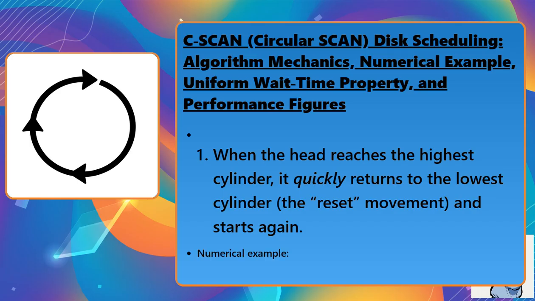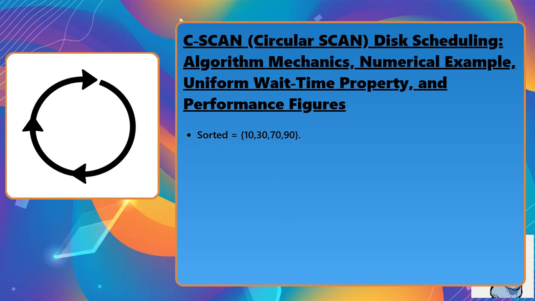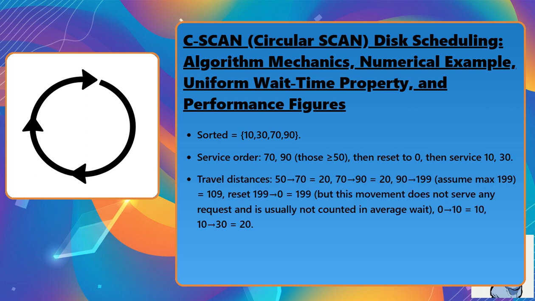again. Numerical example. Start at 50, direction up, queue 90, 10, 70, 30. Sorted: 10, 30, 70, 90. Service order: 70, 90, those greater than or equal to 50, then reset to 0, then service 10, 30. Travel distances: 50 to 70 equals 20, 70 to 90 equals 20, 90 to 199, assuming maximum 199, equals 109, reset 199 to 0 equals 199.